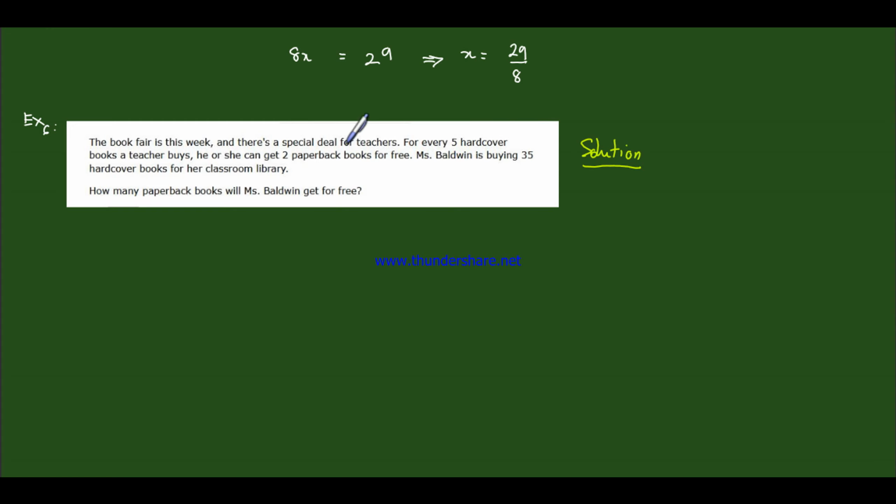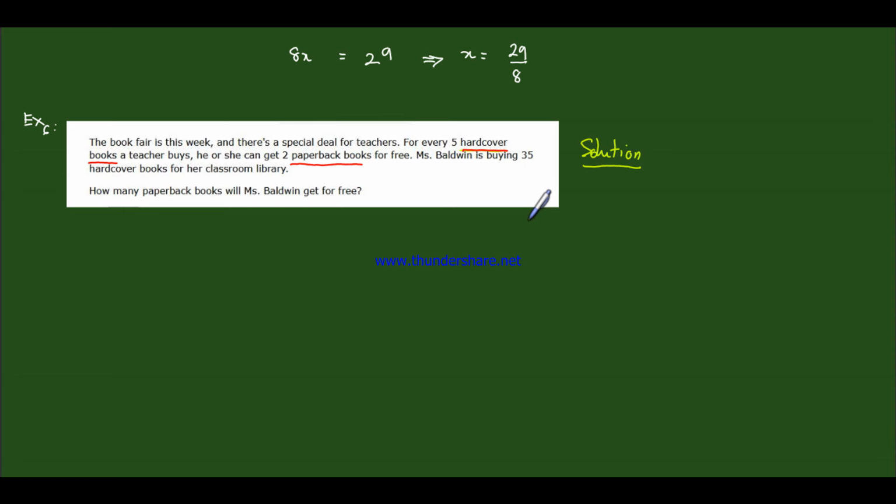So the first quantity I can see here, we have two different quantities. The first quantity here is hardcover, right? And the second quantity is paperback books. First one is hardcover books. So we have two quantities, only two. It means that we might be able to use proportion.